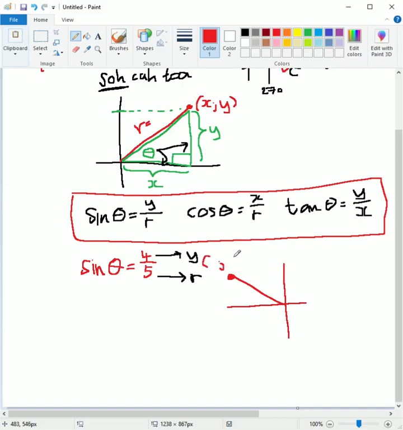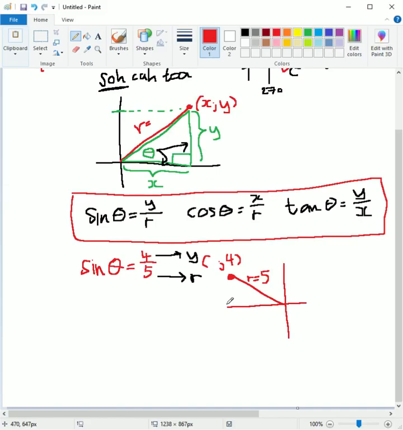You need an x, you need a y, and you need an r. Where do we get the x, y, and r? We get it from this thing that's already nicely next to it over here. Our x value, we don't have x. Our y value is 4, so let's put the 4 there. Our r value is 5, and now we need to find x.